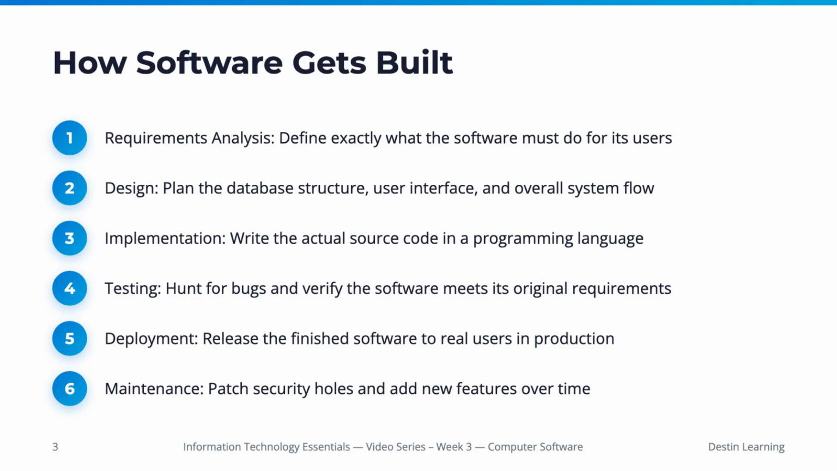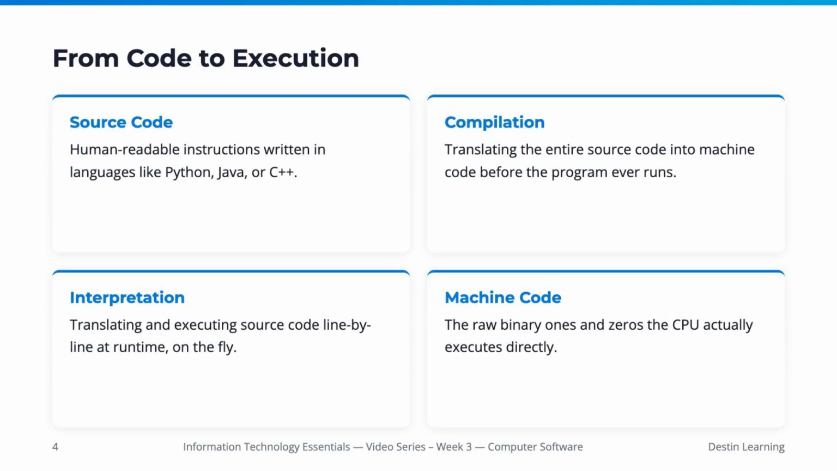Developers then write the actual source code during the implementation phase. Before release, rigorous testing takes place to eliminate bugs and verify system requirements. Once validated, the software moves to deployment in production, entering a continuous maintenance phase to deliver security patches and feature updates over time.